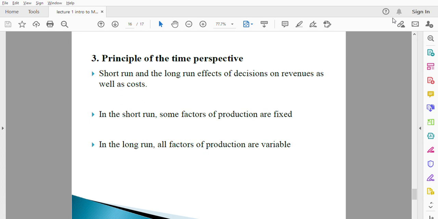So it's very important to know the short run. In the short run, are you making profit? In the long run, will you continue making profits? These are considered in making decisions. And also in the short run, some factors of production are fixed. In the short run, there are some factors of production you cannot change. Like if you have a factory, the factory is a fixed factor. So that is also something to note in the principle of time perspective.